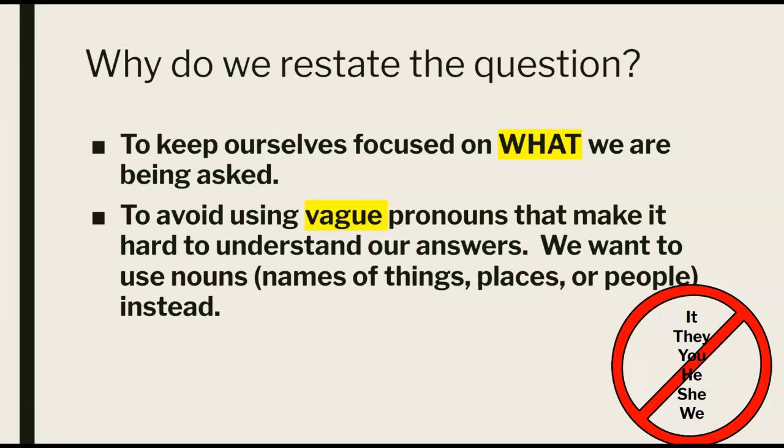Another thing that we want to make sure we avoid when we are using the ABE written response is saying things like, I think, I feel, I believe. So we wouldn't want to start our answer by saying something like, I think the wolf pretended to be the grandmother to fool Little Red Riding Hood. We want to make sure we avoid saying, I think, I feel, I believe.